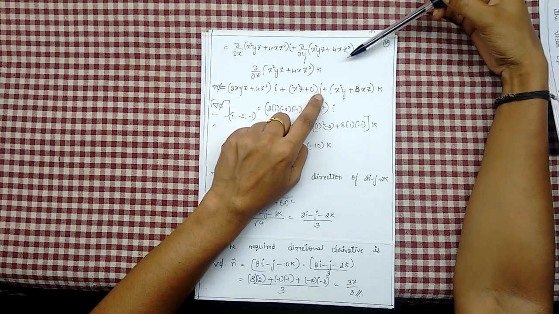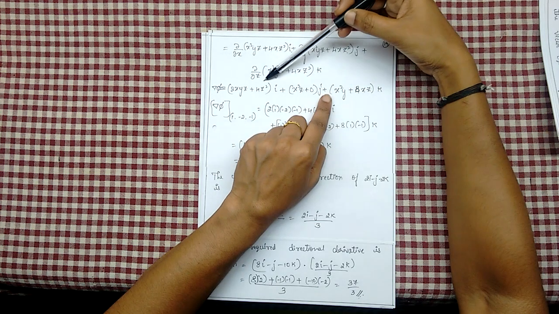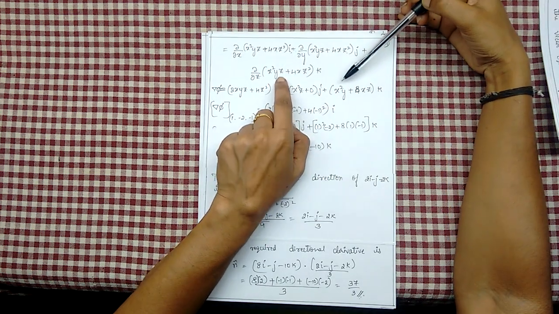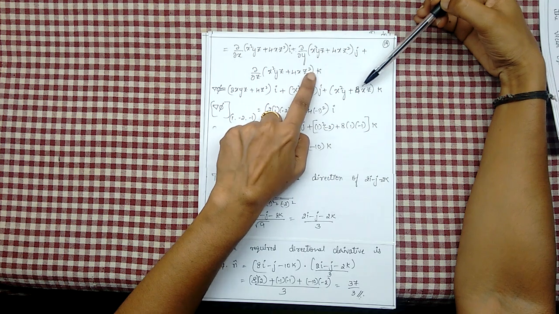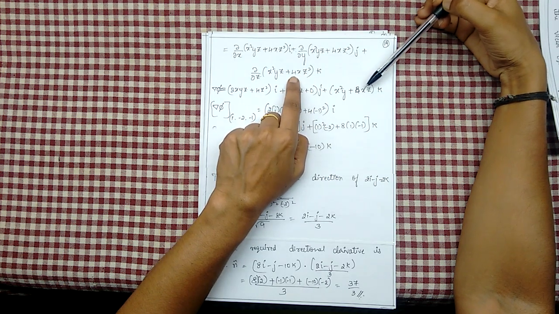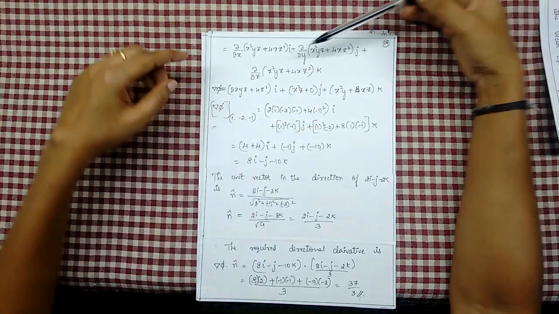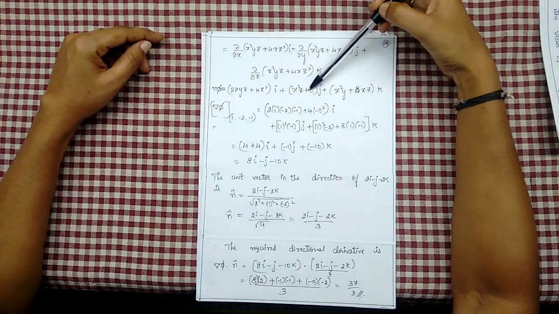and this will be 0 into j. Plus, with respect to z, x square y as it is, z differentiation is 1, plus z square differentiation is 2z, so 2 fours are 8, 8xz into k as it is. So we have differentiated this with respect to x, y and z.